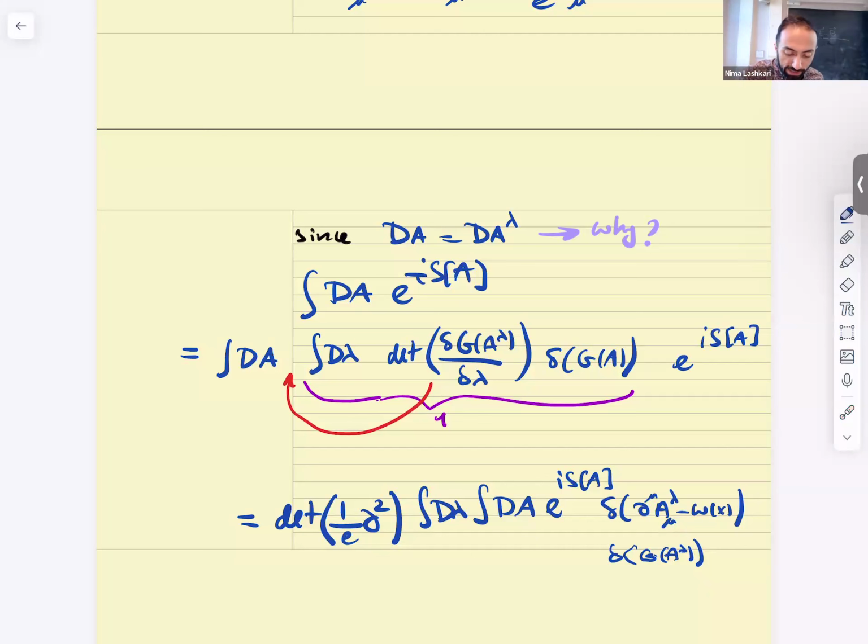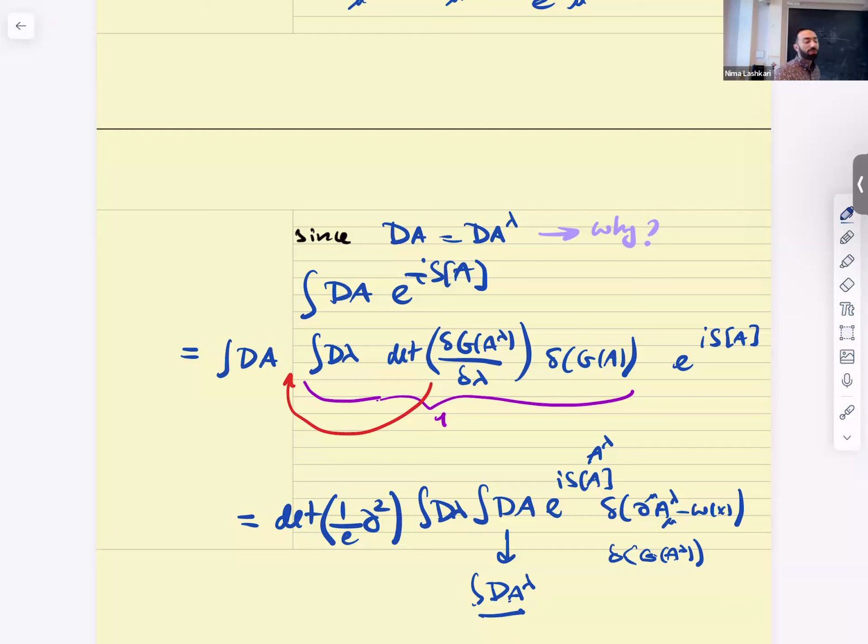Gauge invariance tells me that these are the same things up here: S of A and S of A lambda are the same thing. That's gauge invariance. Also, if the measure is independent of lambda, then I can replace that. We said that classical field theory is gauge invariant. For the quantum field theory to be gauge invariant, the measure had to be gauge invariant. Otherwise, we have anomalies. We also said that it doesn't make much sense to have gauge anomalies. So this is going to be here, but you could check explicitly.